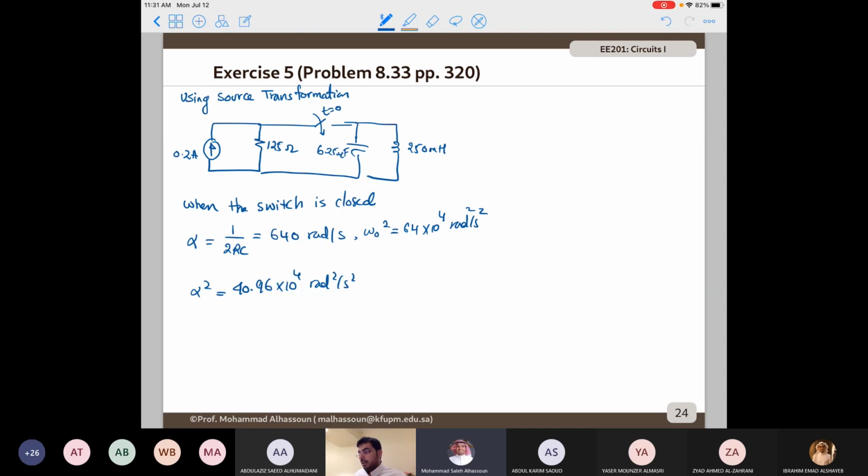I did not show how to calculate omega naught because at this stage we are all familiar with the way of calculating omega naught. So now we can see that omega naught is greater than alpha, so in this case we have an underdamped response.